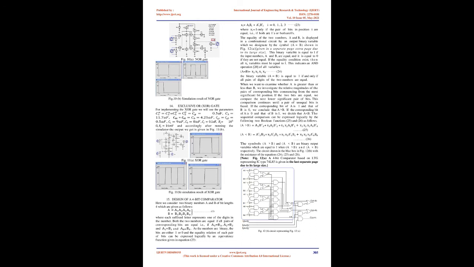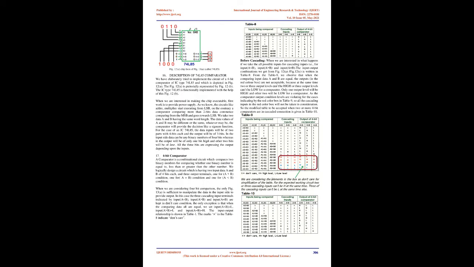4-bit comparator. A comparator is a combinational circuit which compares two binary numbers for comparing whether one binary number is equal to, less than, or greater than the other number. We logically design a circuit which has two input data A and B of 4 bits each, and three output terminals: one for A greater than B condition, one for A equals B condition, and one for A less than B condition.